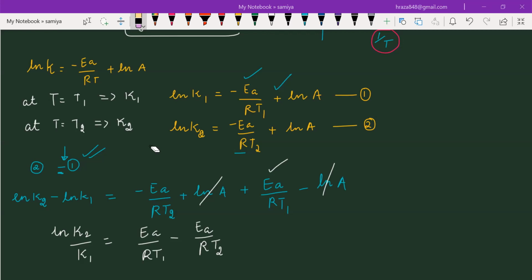So this is the Arrhenius equation that we just modified, deriving a formula. Please do it and let me know when you are done with this.